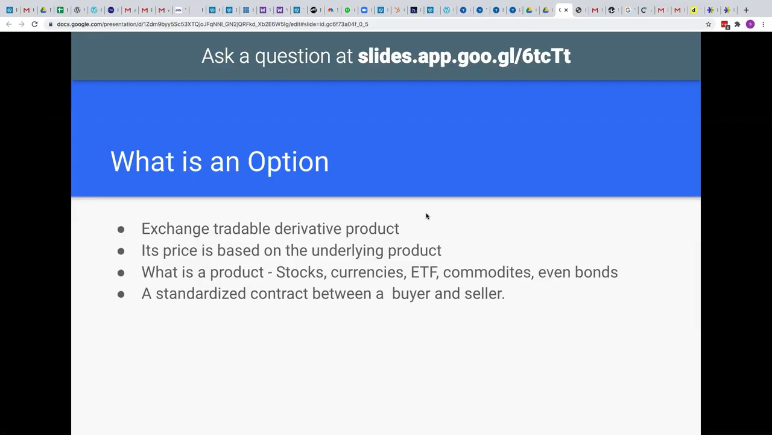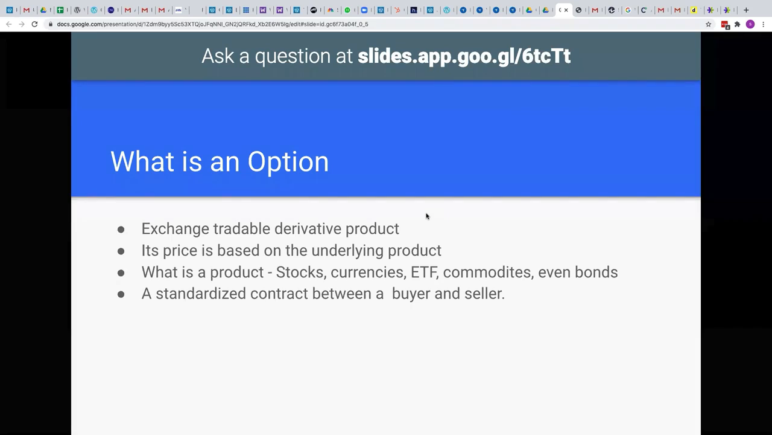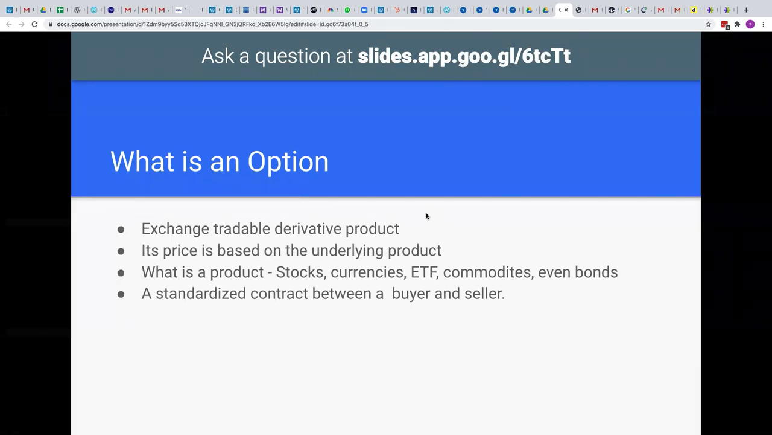So, an exchange tradable derivative product. Its price is based on the underlying product. So what is this product? It could be stocks, currencies, ETFs, commodities, or even bonds. So how do these options work? What is the general definition? It's a standardized contract between a buyer and a seller. The person who buys a call, like you might have heard about calls and puts, which we'll talk about a bit later. But basically, this is a standardized contract. What do we mean by standardized contract? Let's see in the next slide.